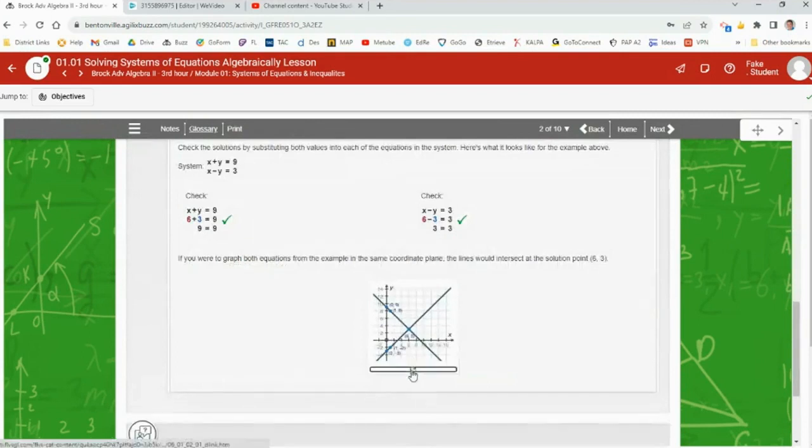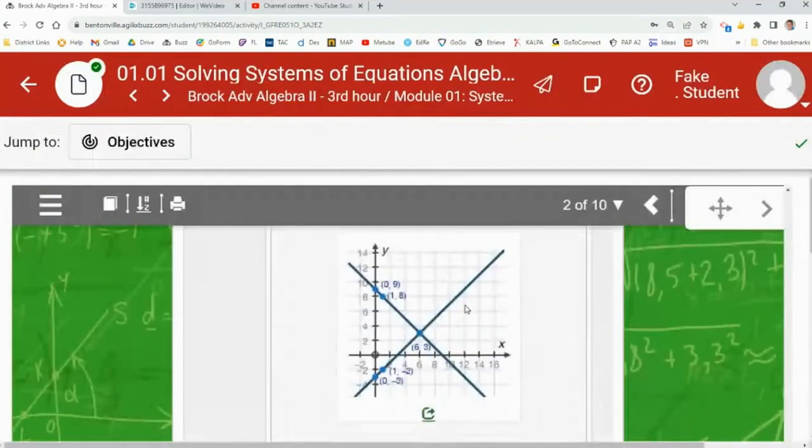Here's what the graph looks like. I'm going to make it bigger. That point where they cross is the point (6, 3), where x equals 6 and y equals 3. That is the solution of that system of equations. That's where those two equations are equal to each other. When x equals 6, both of those equations equal 3.